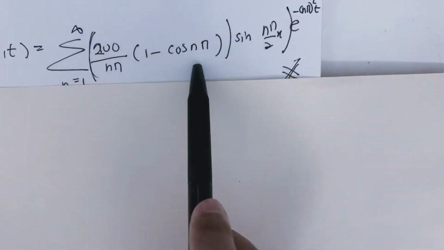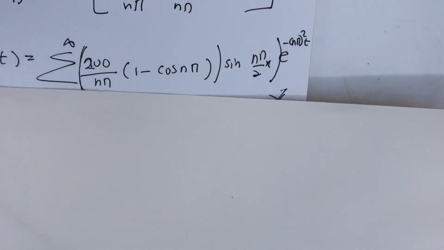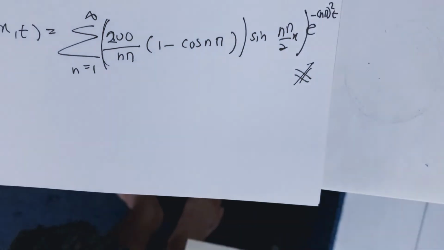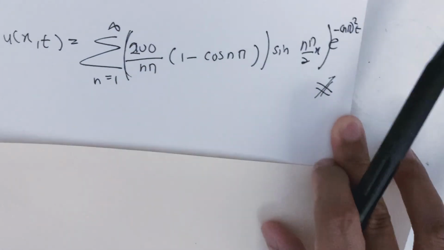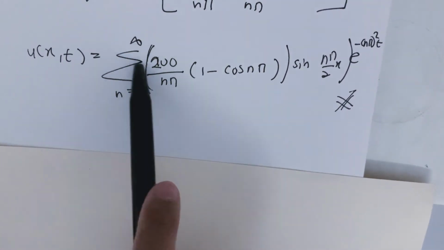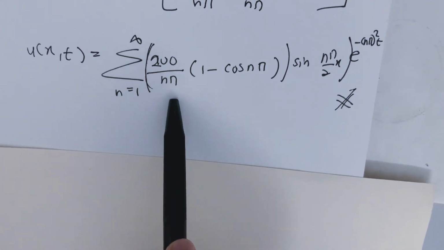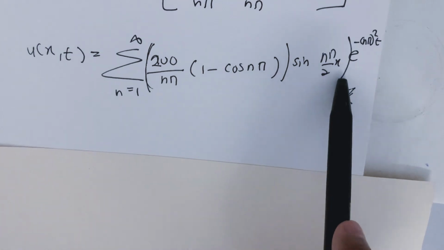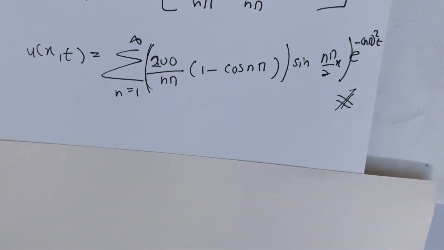Finally, we get the solution for our example in terms of this. So this is our final solution: u(x,t) equals the summation from n equals 1 until infinity of 200 over n pi times 1 minus cos n pi, times sin(n pi over 2 x), times exponent of negative n pi squared times t. Alright, that's all for today.